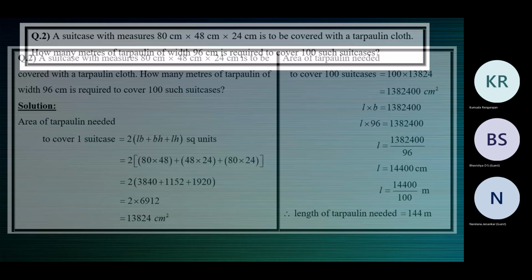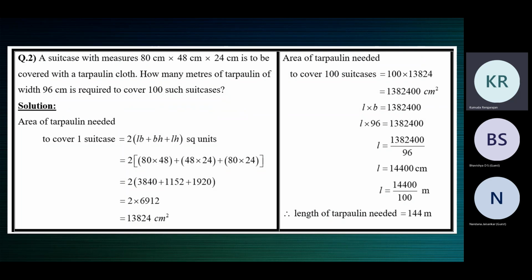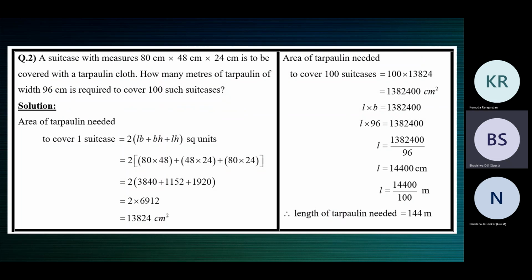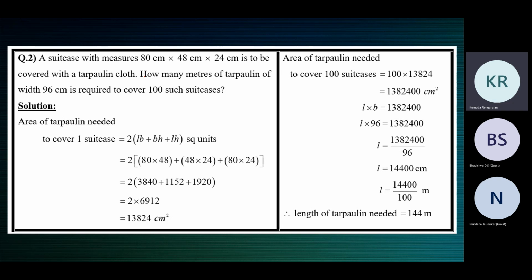Okay. So we were talking about this one in the last class. Did we finish writing this? Yes, ma'am. All right, so we'll just see this again. To cover one suitcase with tarpaulin, this is the amount of material required. How do you find the amount of tarpaulin required? Since you have to cover the suitcase all over on the outside, all the 6 faces.